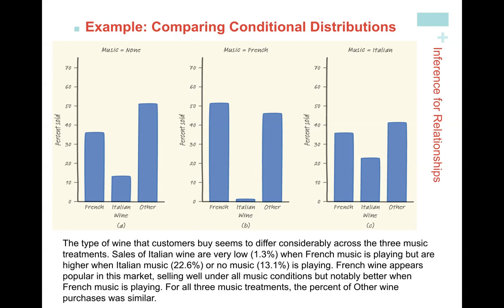So what's the biggest difference that you see immediately that's visually perceptible? Obviously the Italian wine. And then look at the French wine sales when French music is being played. Wow, it really is pretty high.